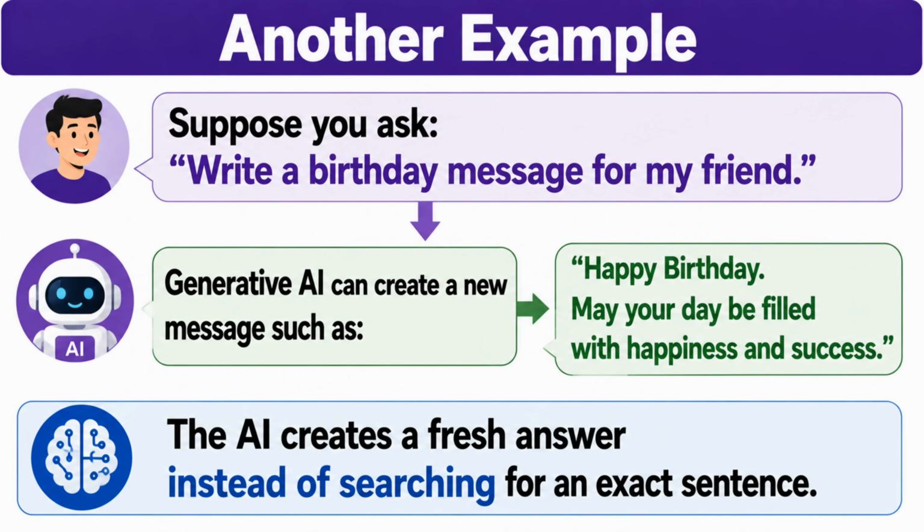Now we will see another example. Suppose you ask, write a birthday message for my friend. Generative AI can create a new message like this. The AI creates a fresh answer instead of searching for an exact sentence.